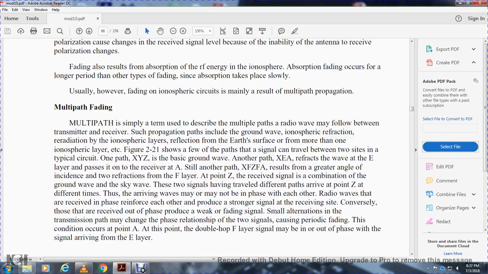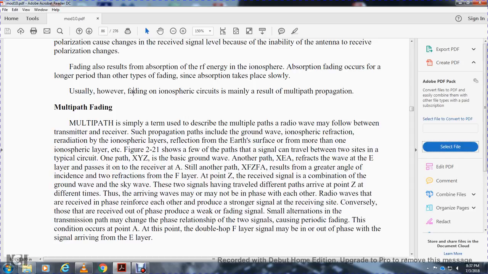Figure 221 shows a few paths the signal can travel between two sites in a typical circuit. On one path, XYZ, is the basic ground wave. Another, XEA, refracts the wave off the E layer and passes it to the receiver at A. Still another, XFZ, arrives at a greater angle of incidence, refracting from the F layer to point Z, where the received signal is a combination of the ground wave and sky wave.